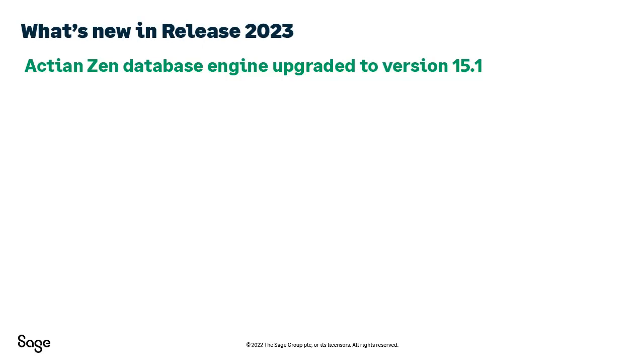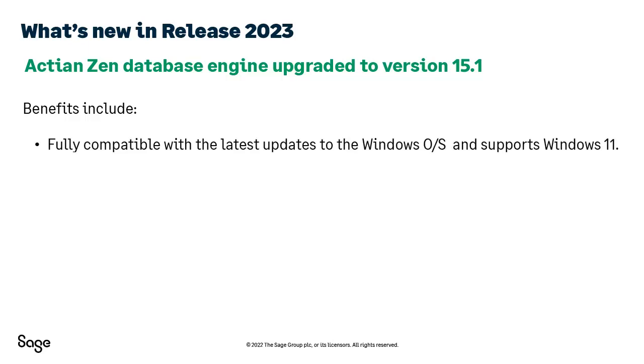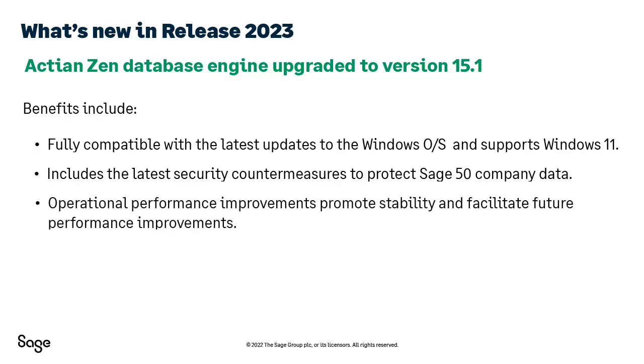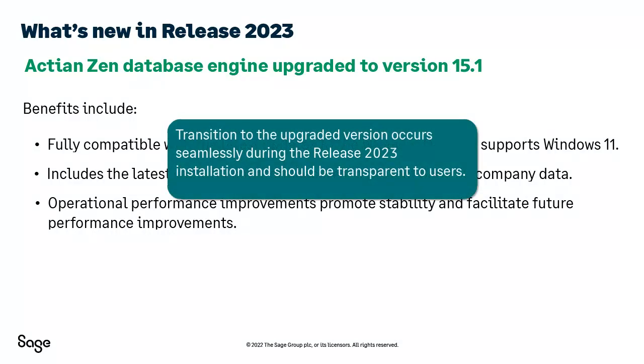Upgrading the Actian Zen database engine to version 15.1 provides many benefits, including full compatibility with the latest updates to the Windows operating system, and it is compatible with Windows 11. The new version also includes enhanced security countermeasures to better protect your company data. These operational performance improvements result in a more stable environment, and the new version paves the way for performance improvements in future releases.